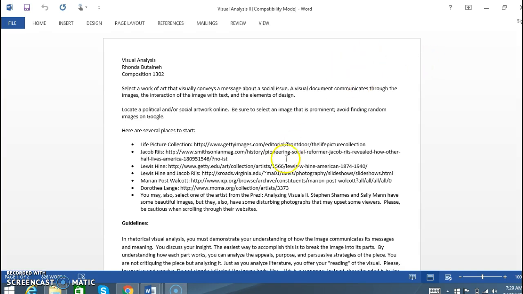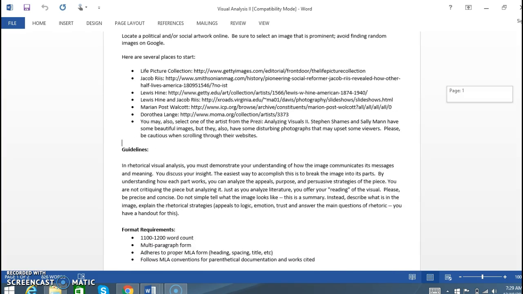Here are some reliable places to start. These links are also in the visual analysis folder, so you can just click on them. Right here, this bullet says you may select one of the artists from the Prezi. Just be careful because some of them have beautiful images as well as pretty disturbing images, especially Stephen Shames. And if you want to select one of those artists, that's fine. Just if you have a sensitive soul, I would maybe be cautious with those images.